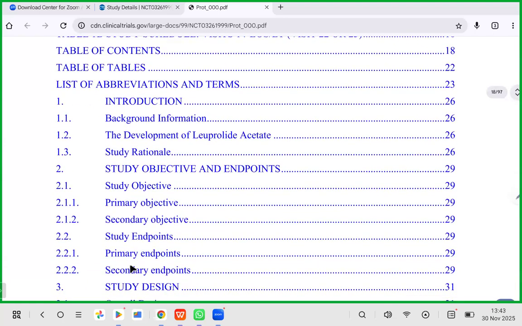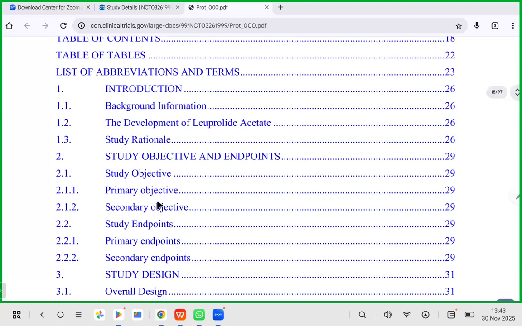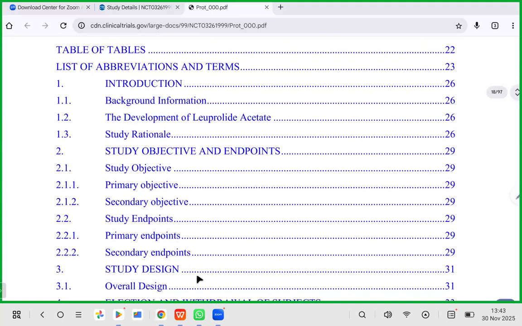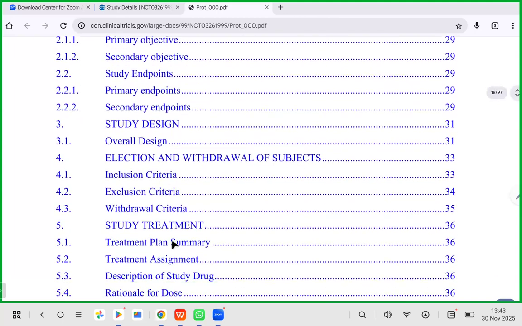Endpoints and objectives are similar. So you will find the information about the clinical trial, rationale for the clinical trial, objective of the clinical trial, study design of the clinical trial. Okay, and then what is the inclusion criteria of the trial, exclusion criteria of the trial. And the treatment plan summary means when the participants will receive the drug, whether on day one of the trial or day two of the trial.